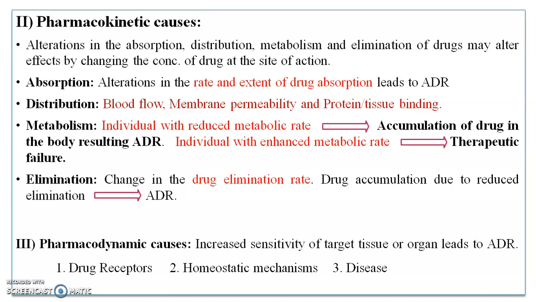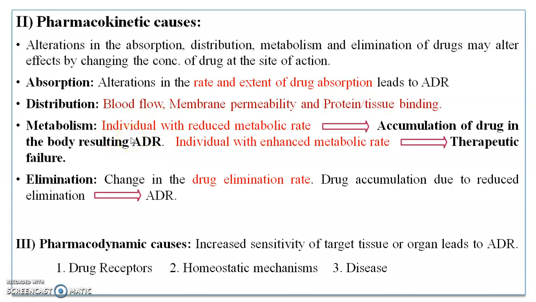Coming to distribution, different alterations in the blood flow, or membrane permeability of the patient, or protein or tissue binding at the receptor level, may lead to type A ADR. Third will be the metabolism factors, where individual patients will have different metabolic rates. So patients with a decreased metabolic rate have chances of higher accumulation of the drug in the body, because of toxic accumulation, or increased toxicity. The patient may end up with an adverse drug reaction.